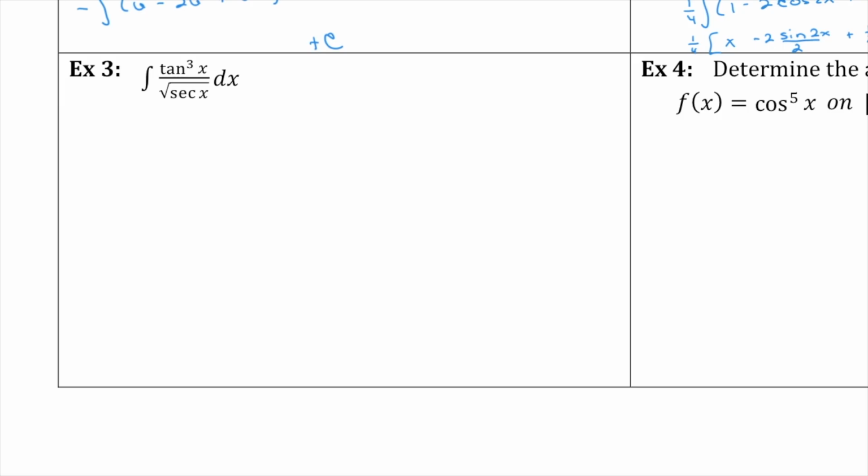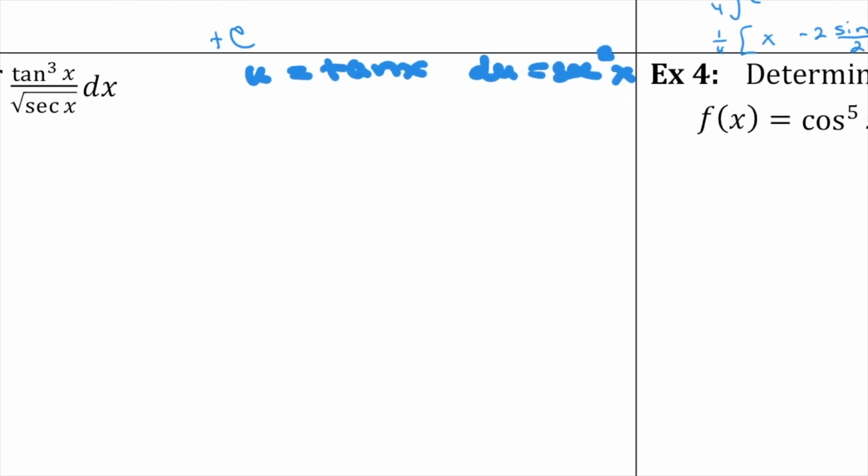Let's look at example 3. Now we're playing with tangent and secant functions. So let's think. If I were to let u equal the tangent of x, I would need to have du equal to the secant squared x. Now, I don't know if you noticed this, but we have a square root of the secant. That might not be useful. All right, let's try it again.